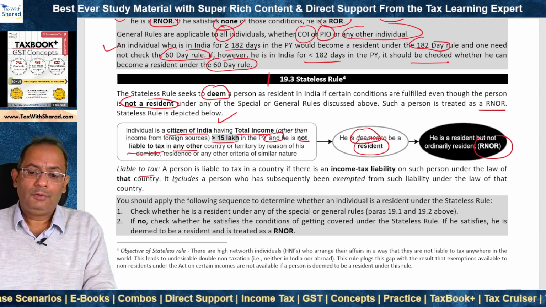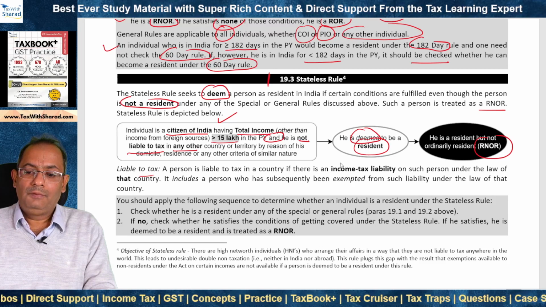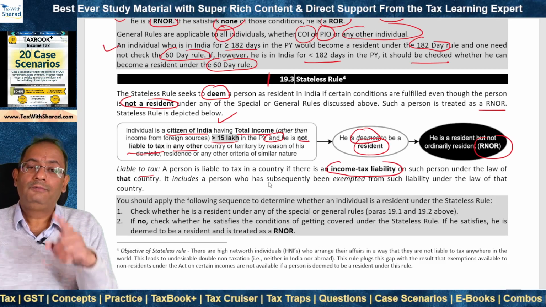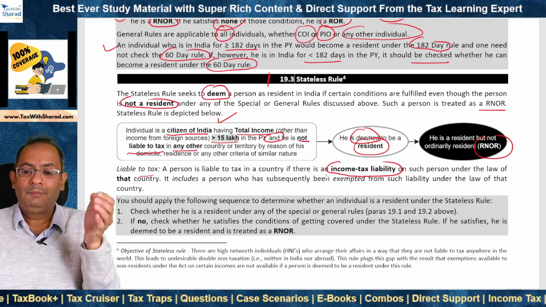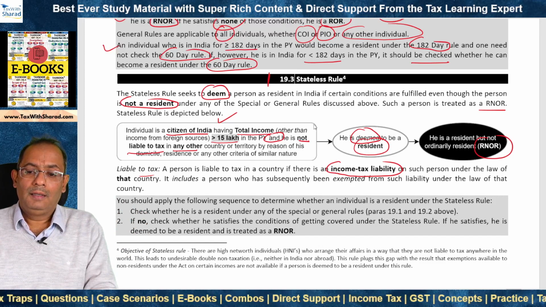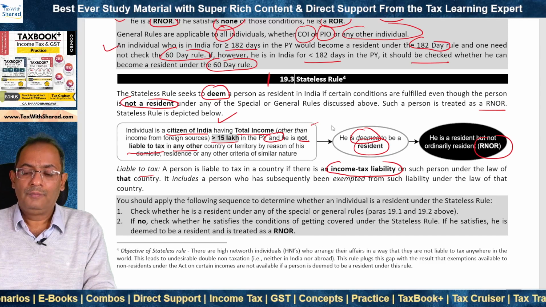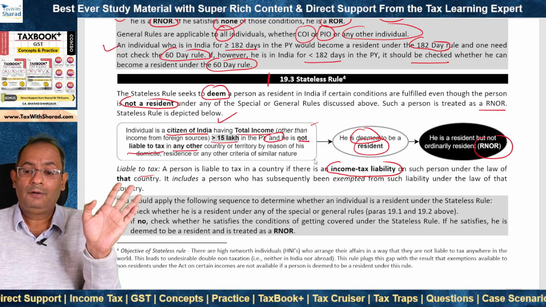What is the meaning of liable to tax? A person is liable to tax in a country if there is an income tax liability on such person under the law of that country. So if under the laws of the country there is an income tax liability on the person, then the person is said to be liable to tax, and consequently the person cannot be deemed to be a resident under the stateless rule. A stateless rule applies where the person is not liable to tax in any other country or territory.